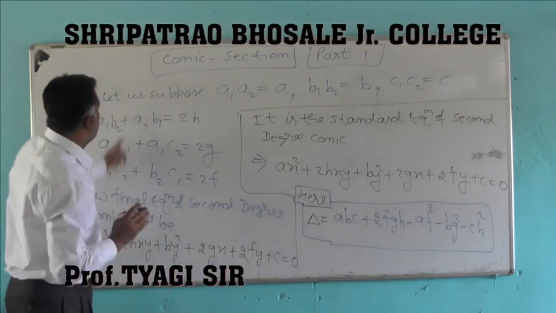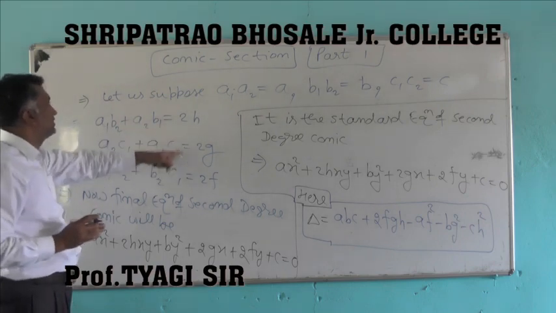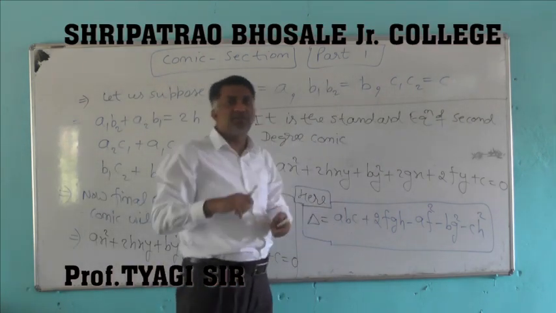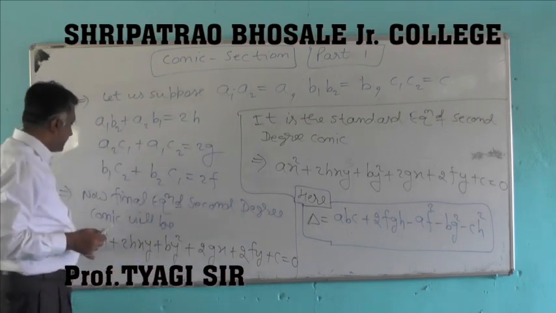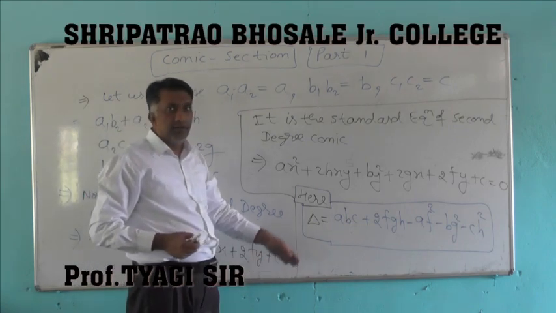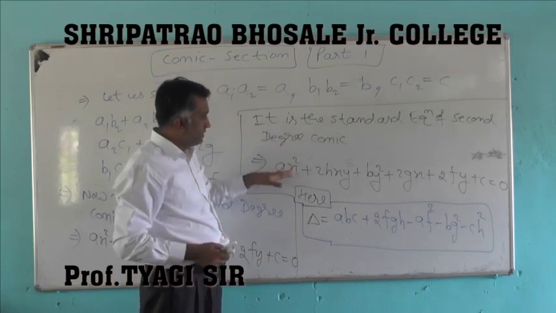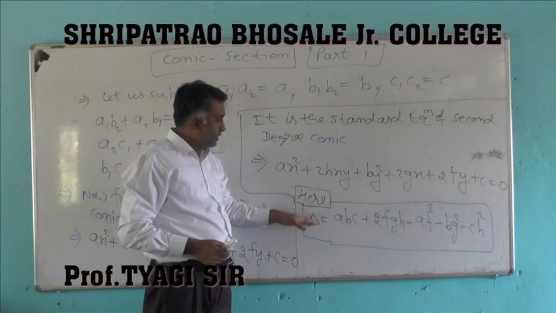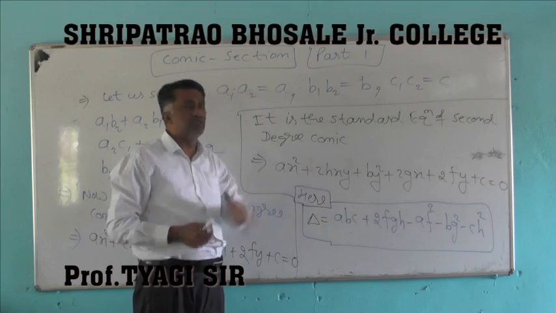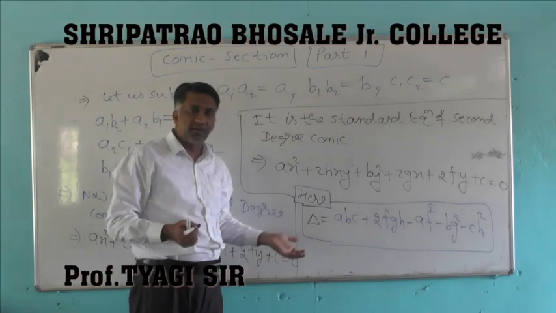By assuming A1B2 plus A2B1 equal to 2H, A1A2 equal to A, B1B2 equal to B, and C equal to C, the previous equation is converted into ax square plus 2hxy plus by square plus 2gx plus 2fy plus c equal to 0. This is the standard equation of the second degree conic. Delta means ABC plus 2FGH minus AF square minus BG square minus CH square. This delta will help us in future.